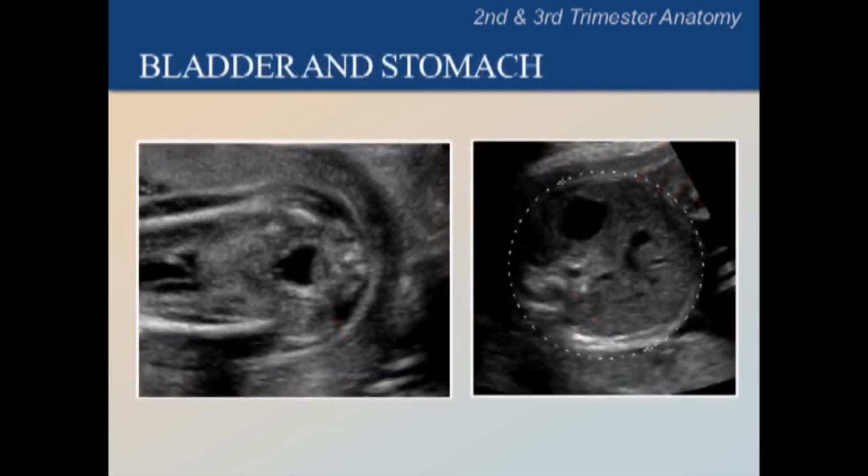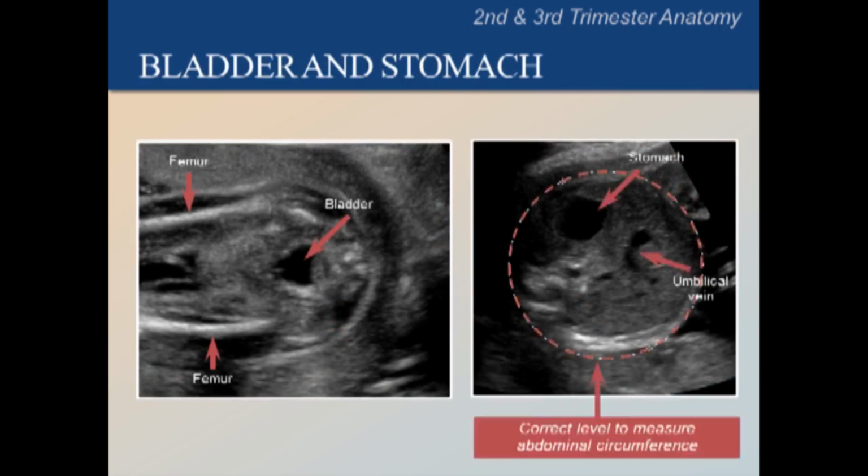Here are the transverse views of the bladder and the stomach. The bladder is low near the legs. Here we show the bladder and the femur bones in the thigh. The stomach is high near the umbilical vein.